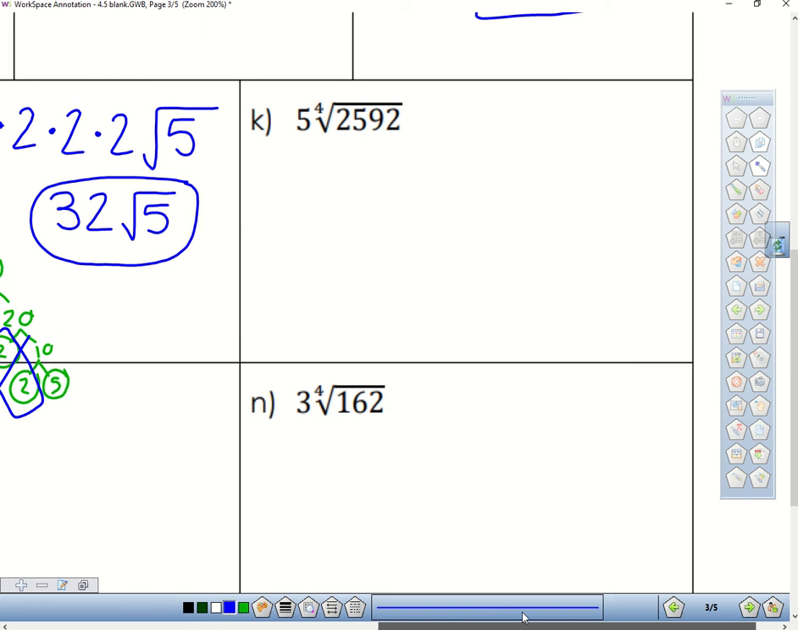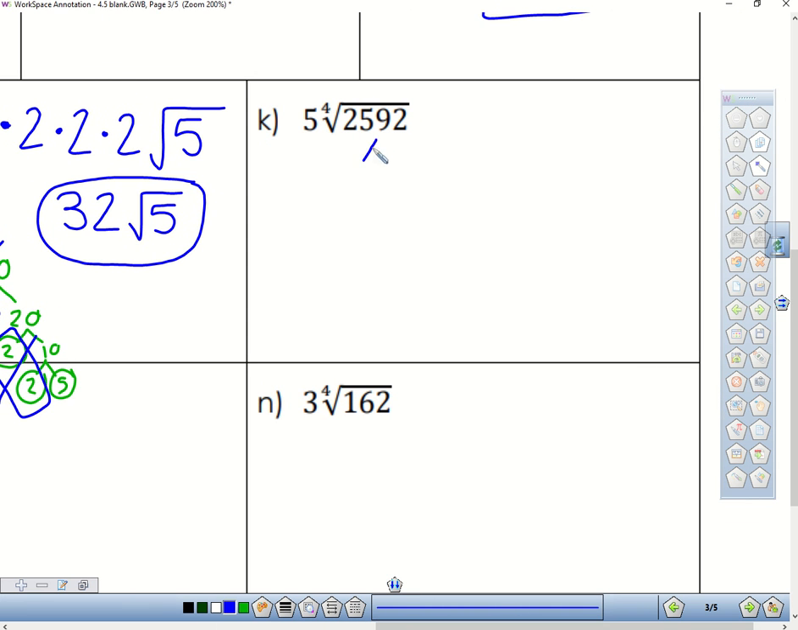Alright, next one. So we're taking the 4th root of 2,592. So, anybody have an idea of what this number could be divisible by? Just using your knowledge here. If it's even, it's got to be divisible by 2, right? So if I divide it by 2, that's going to break up into 2 and 1,296. 2 is prime. And is this number still even right here?